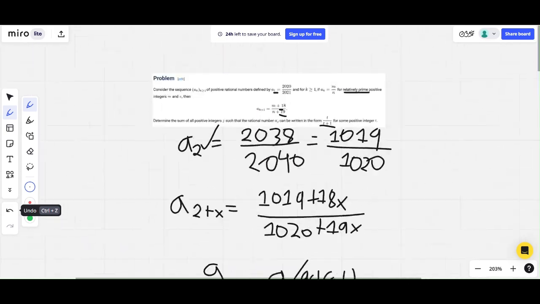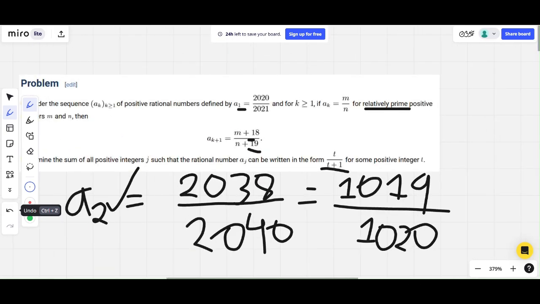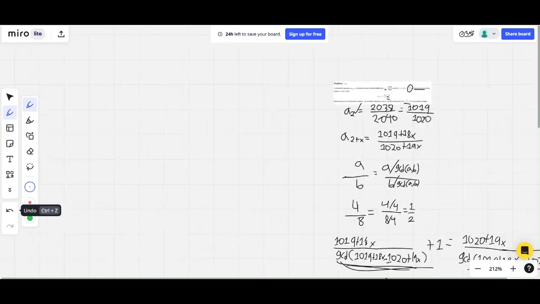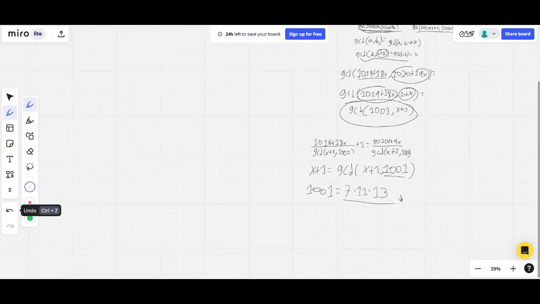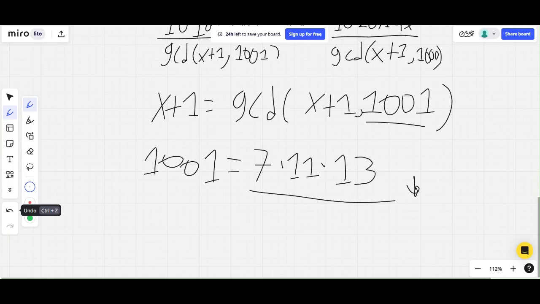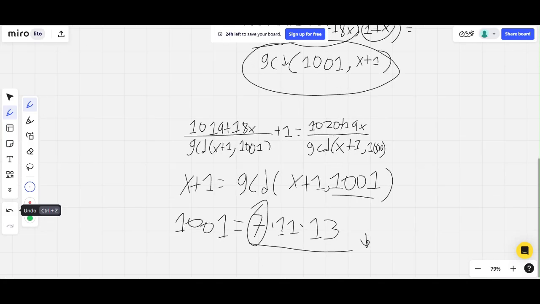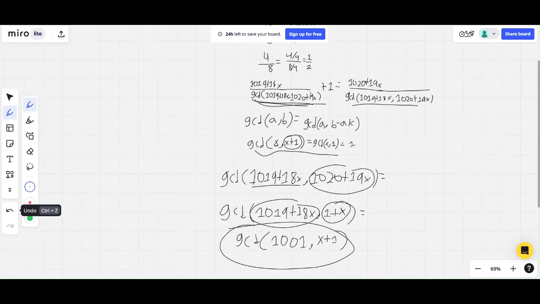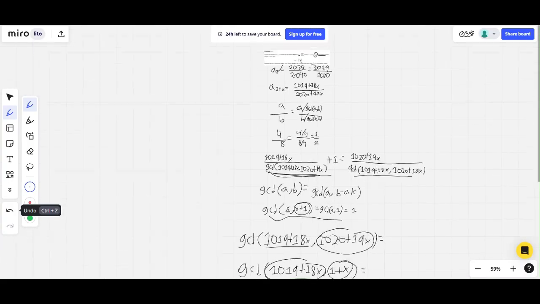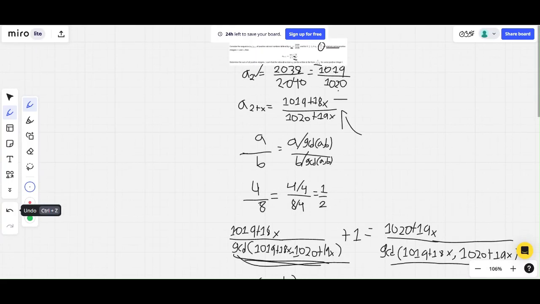But in our problem, we're simplifying this expression into the smallest possible fraction. And so if we take the smallest value of x plus 1, which in this case is 7, then our fraction is going to simplify, because now we have a common factor between the numerator and denominator. Our original equation no longer works, because the numerator and denominator are simplifiable, and we can cancel them out.